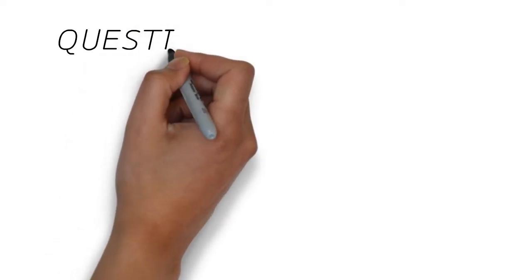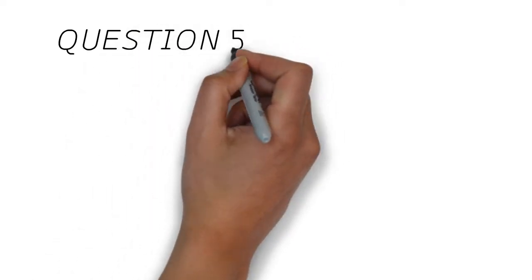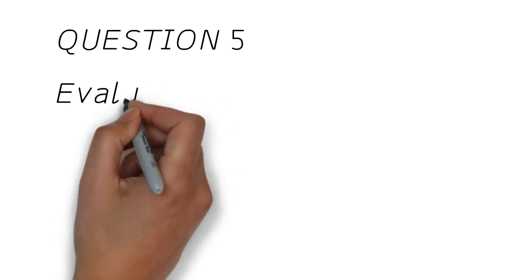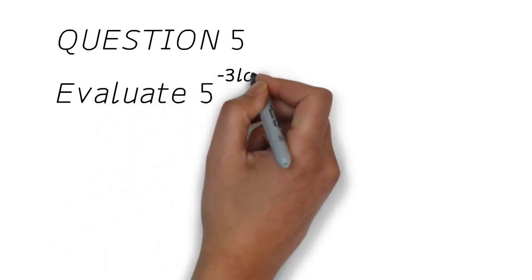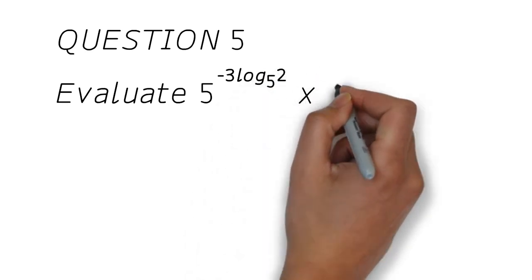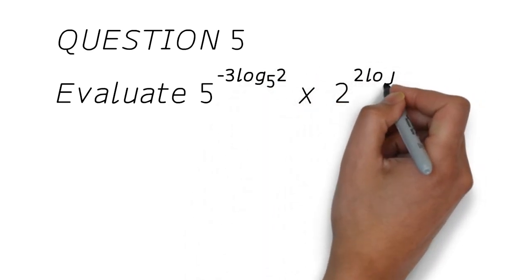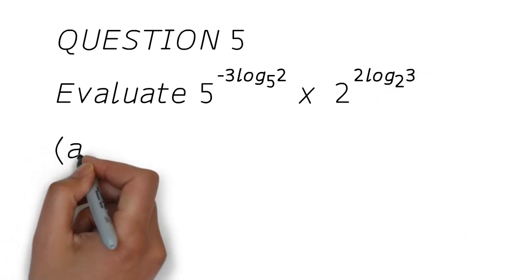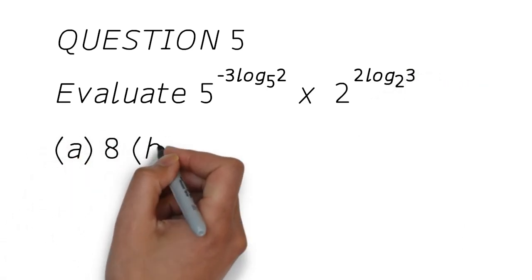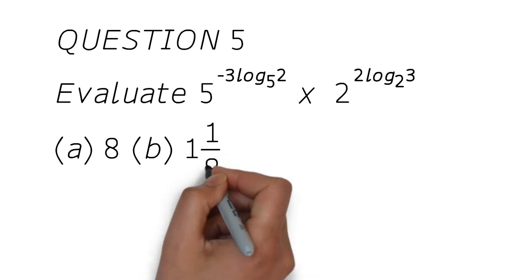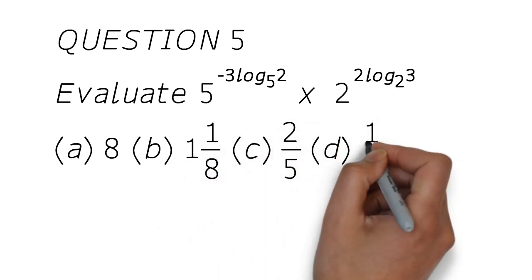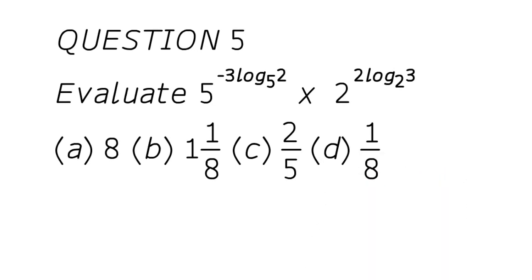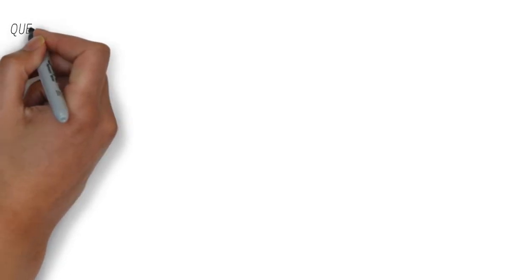And lastly, for me, the most interesting and most challenging problem on this episode of Indices and Logarithm. The question is a combination of indices and logarithm. They both combine together. We have options A, B, C, D. A is 8, B is 1 over 8, C is 2 over 5, and D is 1 over 8. So how do we go about this interesting problem?